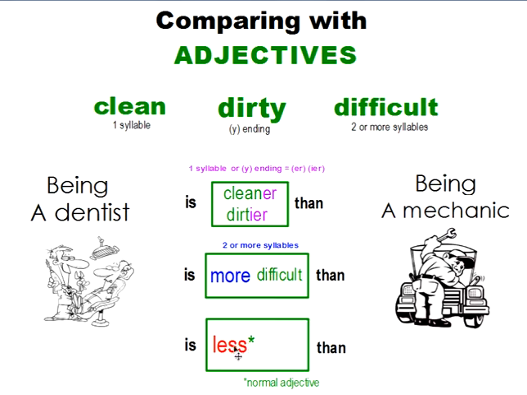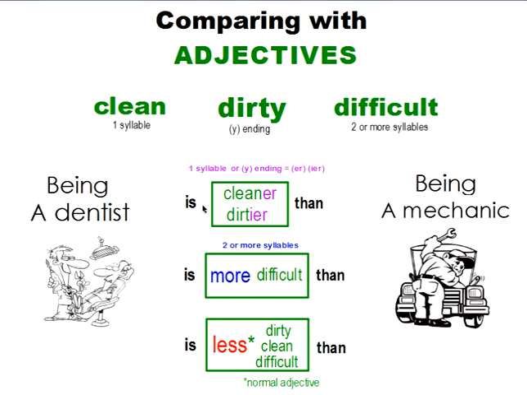Now, let's look at when I want to use something less. If I want to say something is not more, but the opposite, less, then I can use the adjective, but I don't do anything to it. So I can say being a dentist is less dirty than being a mechanic. Being a dentist is less clean than being a mechanic. Or being a dentist is less difficult than being a mechanic. And notice I am not changing the adjective. I'm using the normal adjective when I use less.